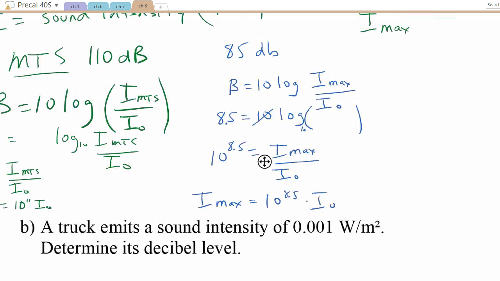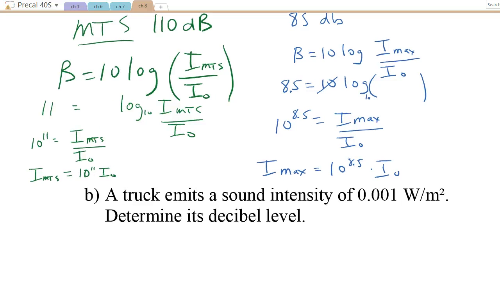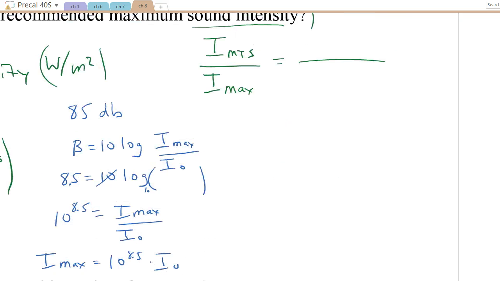Okay, so now we're ready to answer it, and just like we had our original thing set up here, I have two answers for this, and luckily they're both in terms of the threshold of hearing. So the MTS Centre is 10 to the power of 11 times the threshold of hearing, and the maximum recommended is 10 to the power of 8.5 times the threshold of hearing.